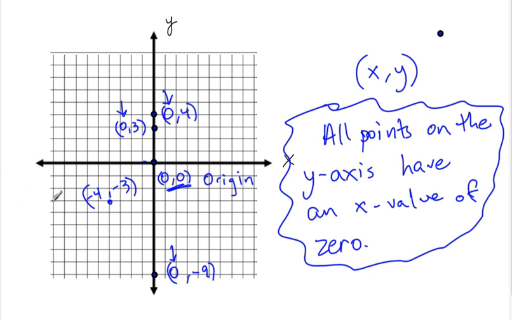Great job, I heard somebody say it. Because it's on both the x-axis and the y-axis. That's a great job.